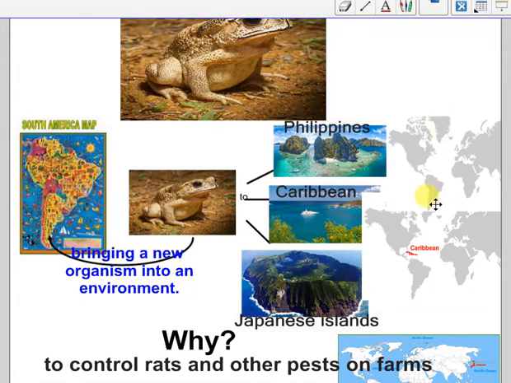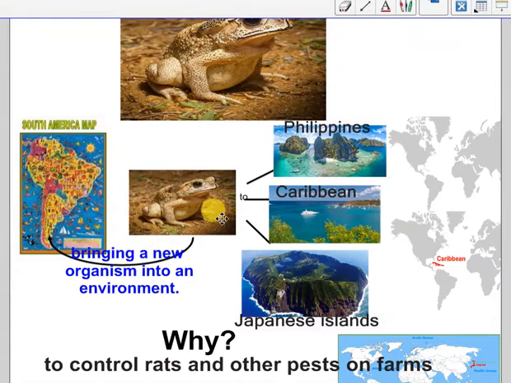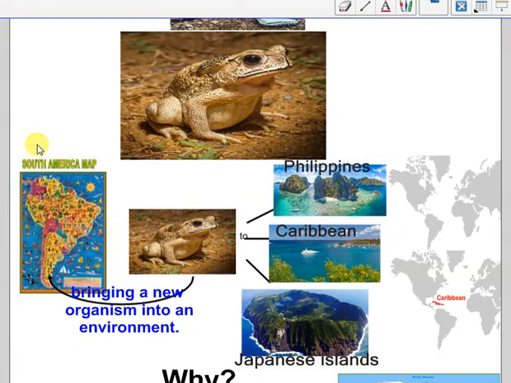So the cane toad, the people bring the cane toad to what? To control rats and other pests on farms. But is there a problem or not? Yes, there is a problem, because the cane toad reproduces, or gives birth, to a big number of baby cane toads. So the cane toads eat more plants, and this is a harm to the environment, not a benefit. So when we try to solve a problem, we make a new problem.